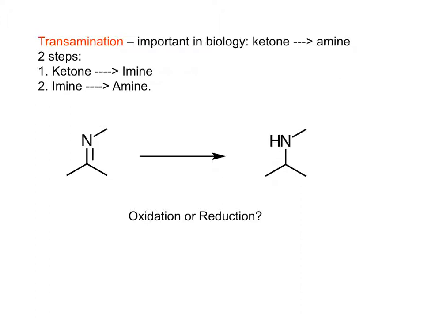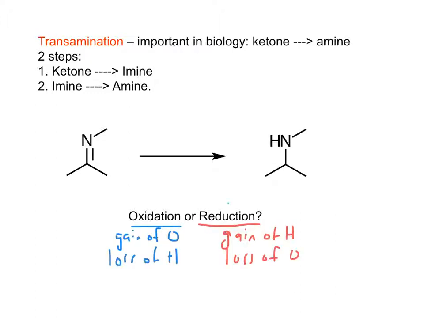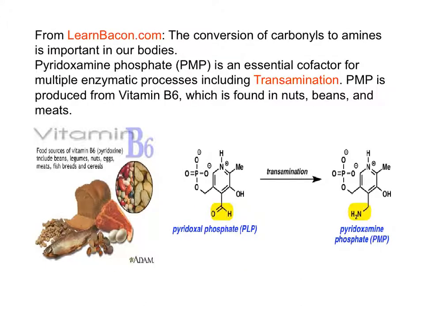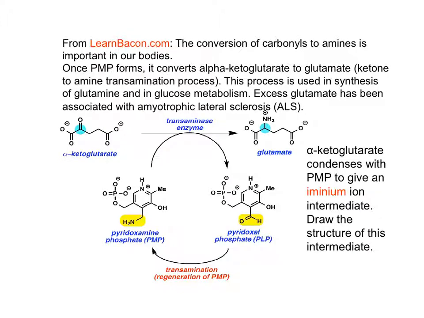So how is an imine converted to an amine? Is this reaction an oxidation or reduction? This reaction is a reduction reaction. Transamination converts an aldehyde or ketone to an amine. PLP is converted to PMP, which is an important cofactor to help enzymes work. Here's how PMP works with an enzyme to convert this ketone to an amine in the transamination reaction. The structure of this intermediate is going to be an imine.